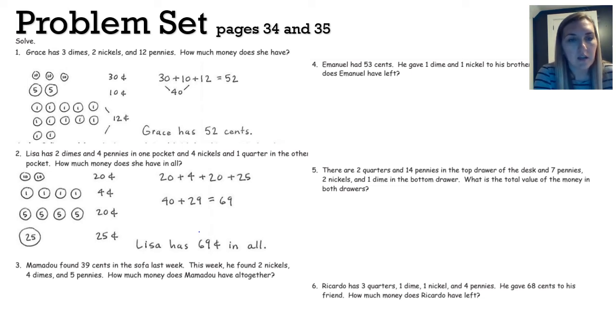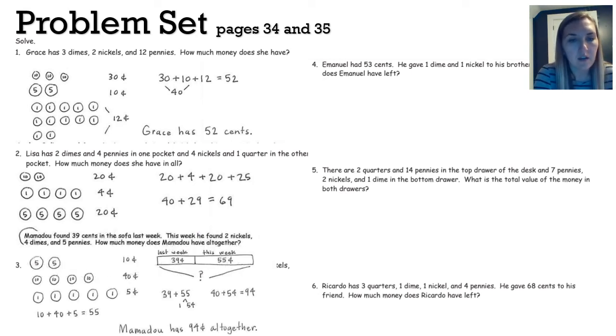Problem 2. Here's the picture. 20 plus 4 plus 20 plus 25. This person made a more efficient number sentence by adding the two 20s. That makes 40 plus the new part, 29, equals 69. Lisa has 69 cents in all. Draw a star or check mark next to this problem if you also got it right.